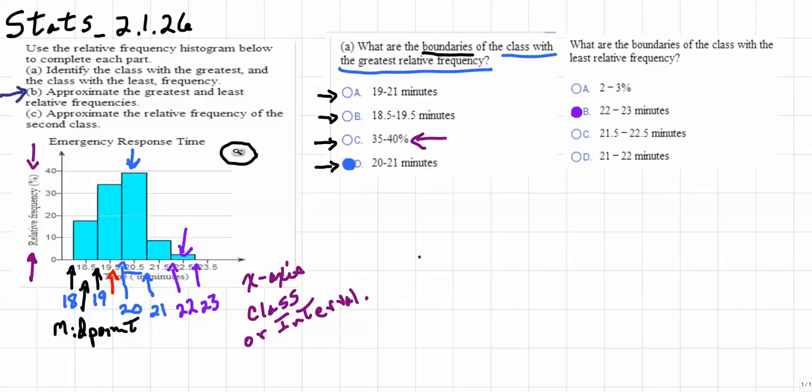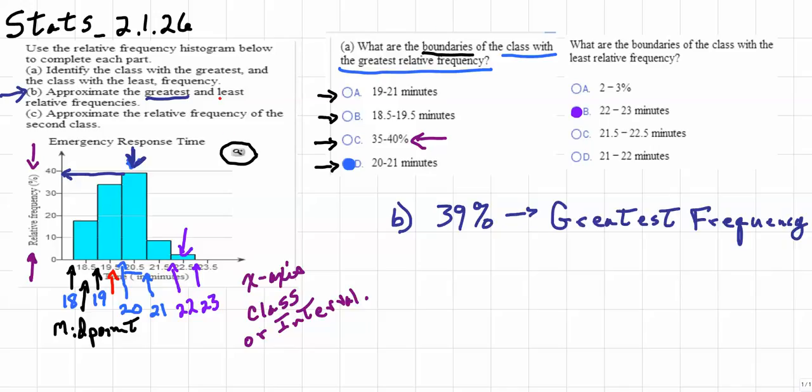Approximate the greatest and least relative frequencies. I'm not going to copy that in from the program because it's simply going to be an open response question. You'll be given an answer field with a percentage sign after it, so you have to determine what the percent is. So part B, we're going to look at the greatest relative frequency. We note already that this right here is our class that has the greatest relative frequency. And to estimate this, we're going to just backtrack to the y-axis right here, and that's going to be approximately 39% for the greatest frequency.